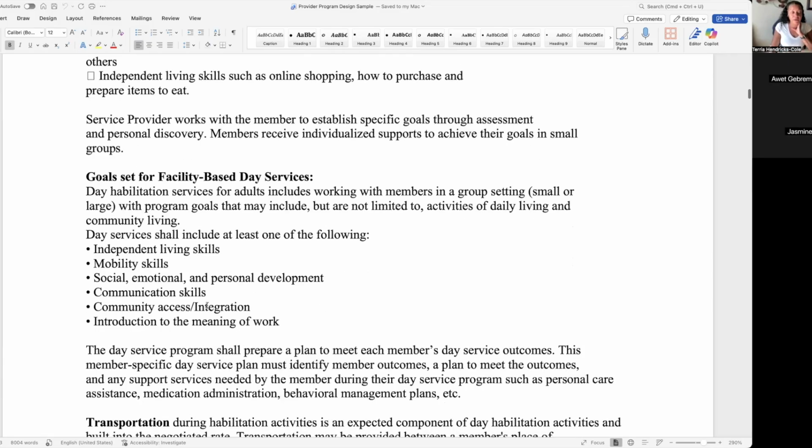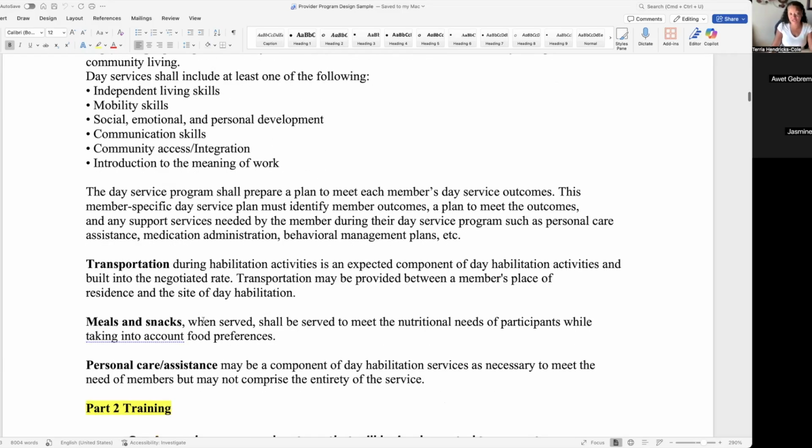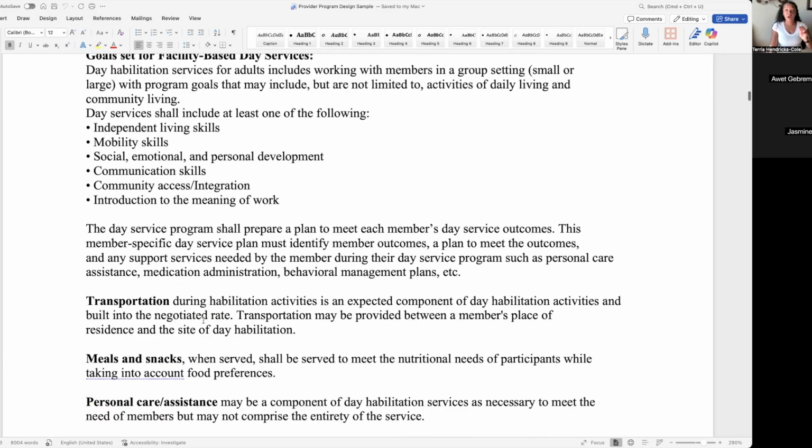Okay. And then we go into transportation. So transportation is a service. You definitely can get a van and pick up your client and bring them to your program and then drop them off home. That's a reimbursement. You'll get reimbursed for this service.